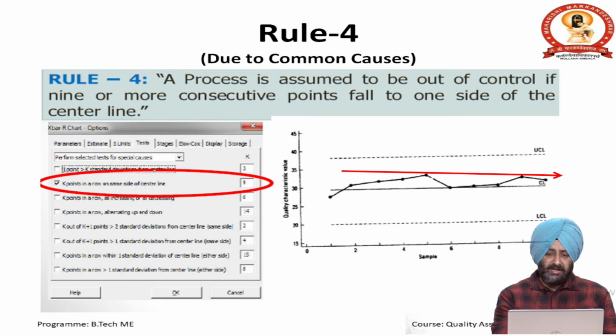So similarly, we have rule 4 also to interpret control charts. Now a process is assumed to be out of control if 9 or more consecutive points fall to one side of the center line. Say if this is the center line, you can see 1, 2, 3, 4, 5, 6, 7, 8 and 9 points consecutively lying above the center line.